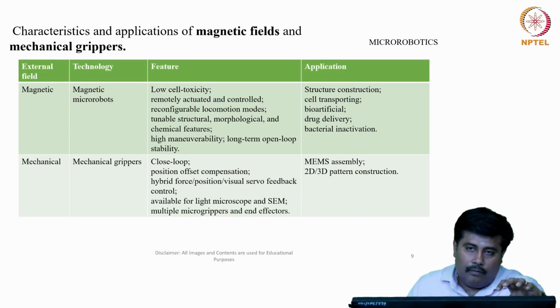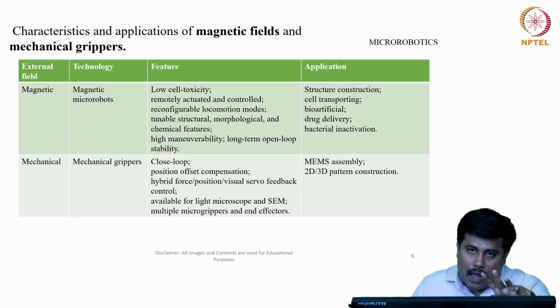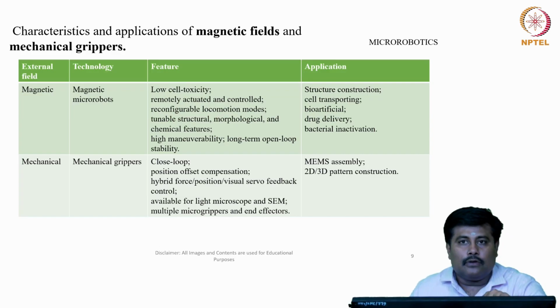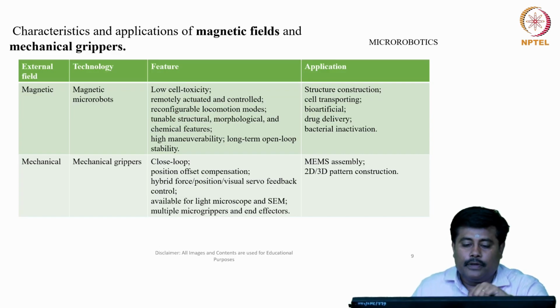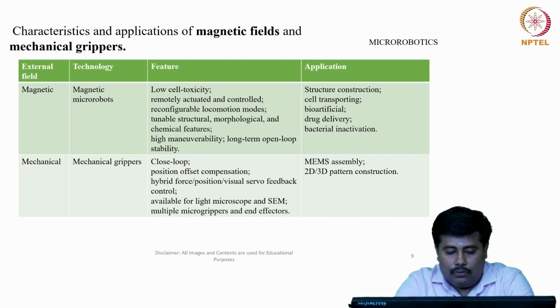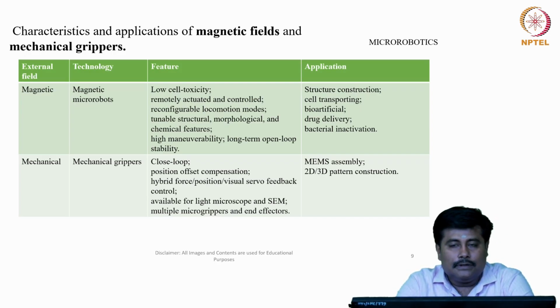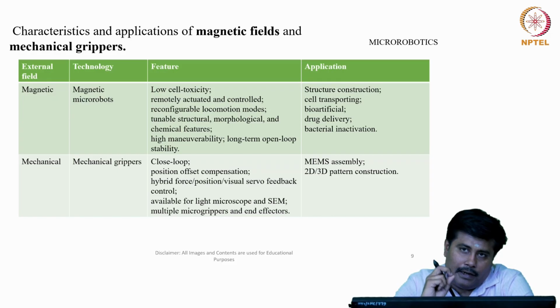Now, with reference to the magnetic field, there is a technology called magnetic micro robots. The key features of these magnetic micro robots include low cell toxicity, and they can be remotely actuated and controlled. They have reconfigurable locomotion modes, a tunable structure, and morphological and chemical features. They have high maneuverability and long-term open loop stability. From an application perspective, they are used for structure construction, cell transporting, bioartificial applications, drug delivery, and bacterial inactivation.